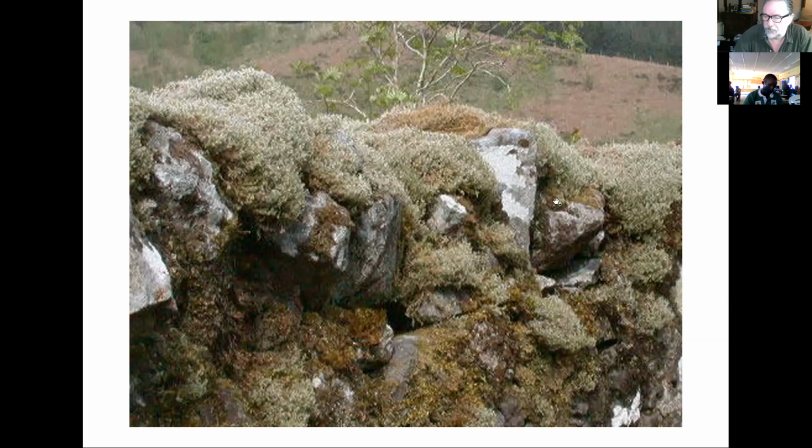Look at these mosses growing on this wall. It loves it. But also for lots of little insects and small mammals, they can live inside. It's like a block of flats almost for wildlife. So they can be very good structures.